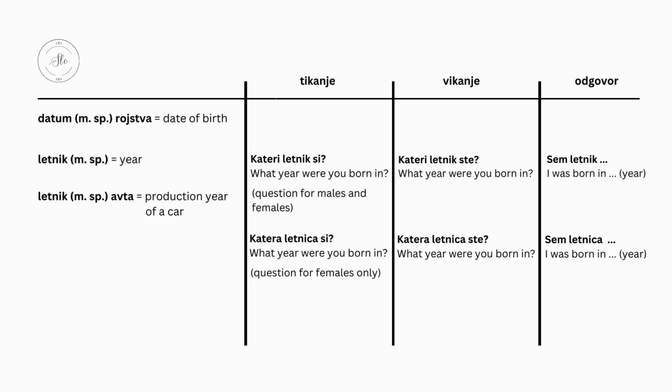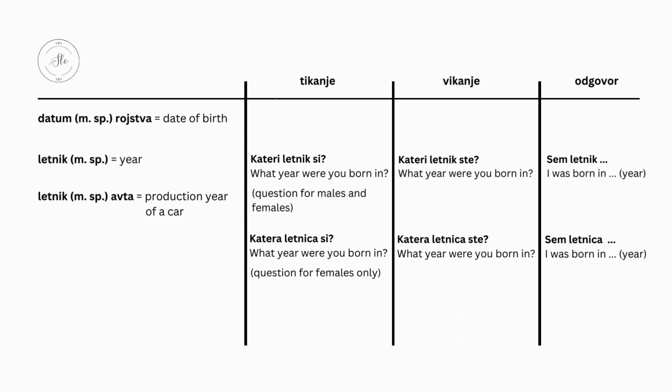Another way of asking about age is to use the word letnik. So, in addition to words leto and letnica, this is the third word that is translated into English as year. If you use tikanje, you can ask kateri letnik si? And if you use vikanje, you can ask kateri letnik ste? These two questions can be used either for a man or for a woman. You can then reply sem letnik and add your year of birth. For example, sem letnik 2000.